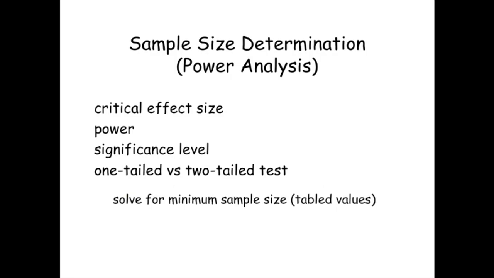To summarize, a power analysis is done to determine the minimum sample size needed to find a real effect or difference if it exists. The four factors to consider are critical effect size, power, significance level, and whether the test is one-tailed or two-tailed. In the next video, we'll look at an example power analysis.